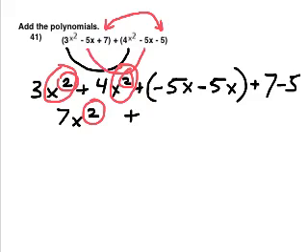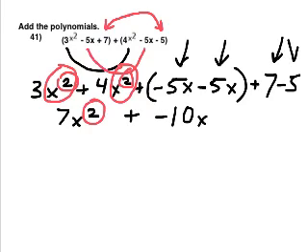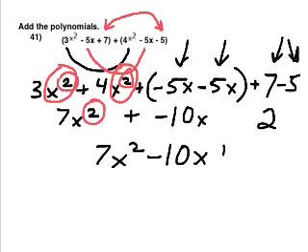Okay, same with here. We have a negative 5x and another negative 5x. That gives us a total of a negative 10x. And of course here, 7 minus 5 is 2. So our answer is 7x squared minus 10x plus 2.